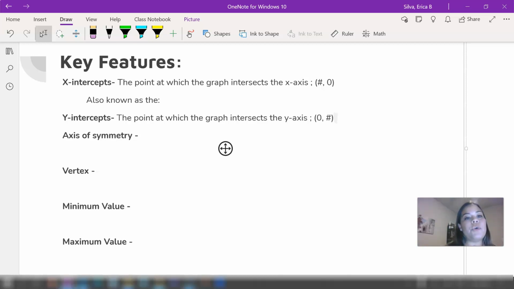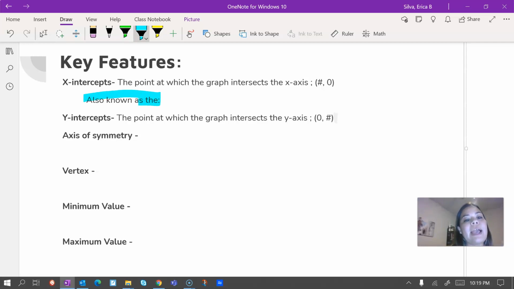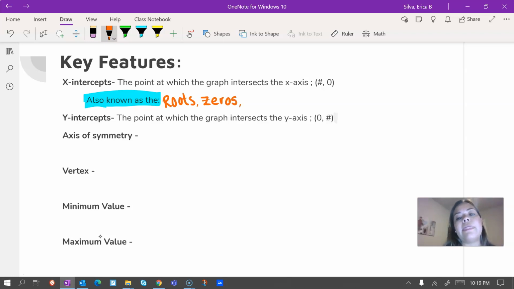Now, if you notice, I have this "also known as" for your x-intercepts. When we are talking about quadratic functions, the x-intercepts are also known as the roots, the zeros of the function, and the solution. When we get into the unit where we talk about roots, zeros and solutions, it'll make more sense why they call them those extra things.